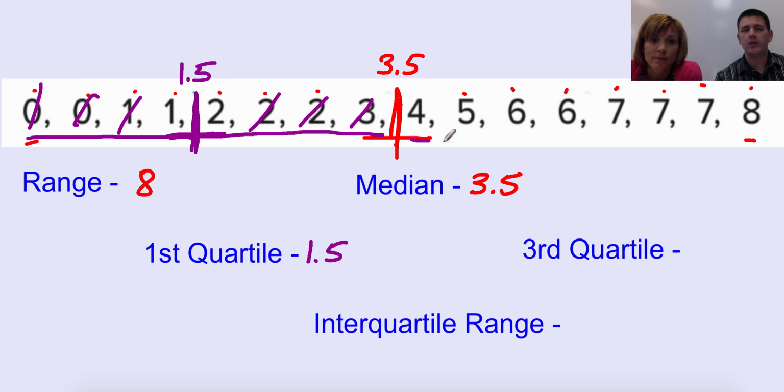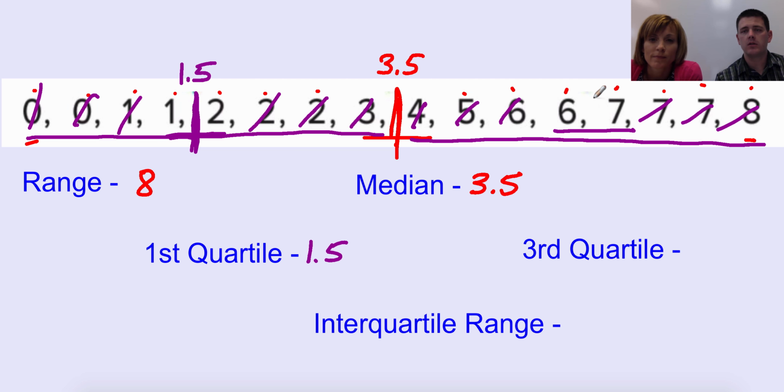Then we do the same thing for the upper half. So these 8 numbers are the upper half. We search for our median, our middle. Again, we're left with 2 numbers in the middle. So we split the difference. We find halfway in between them. Between 6 and 7 is 6.5. So that is our third quartile, 6.5.